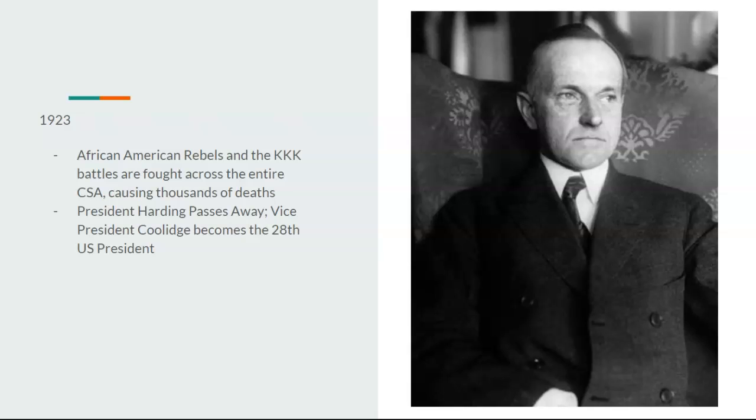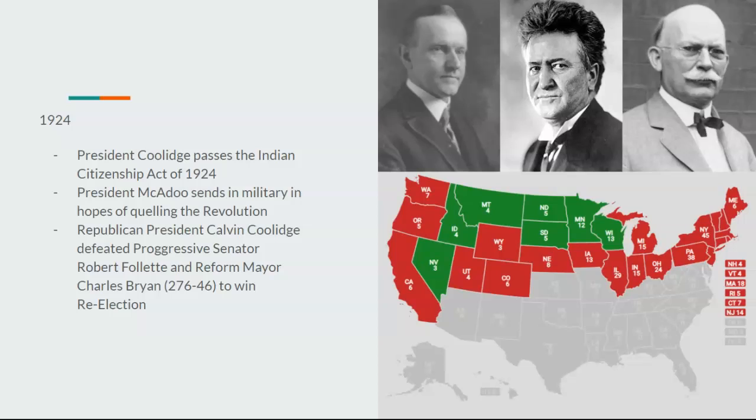In 1923, with the African American Revolution, or the Slave Revolution, whatever you want to call it, the rebels and the KKK are fighting all across the country, or the Confederacy, which kills thousands. Also, in 1923, President Warren Harding of the United States passes away due to a stroke. This happens in real time, which makes Vice President Calvin Coolidge the 30th U.S. President.